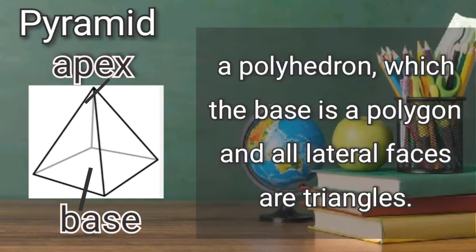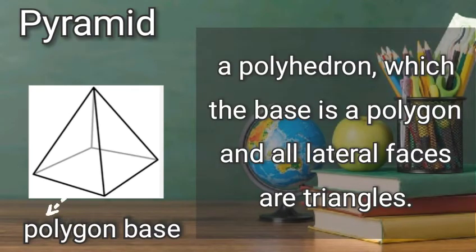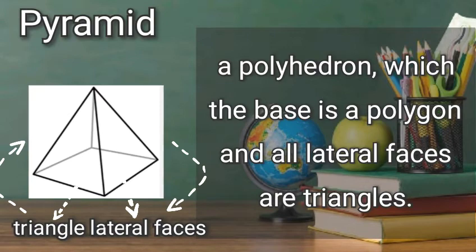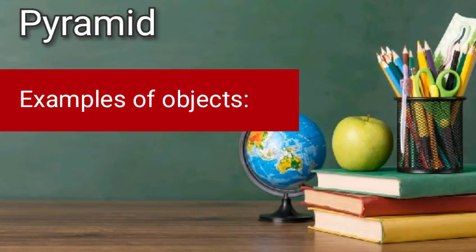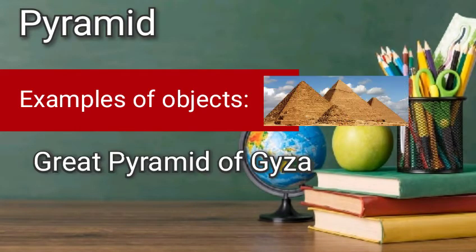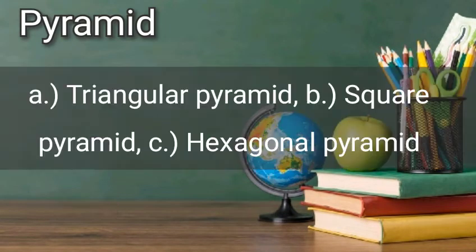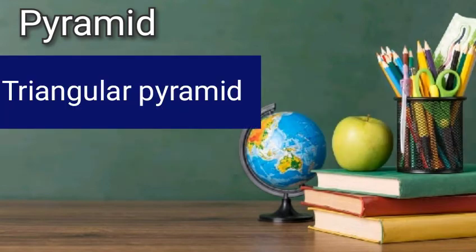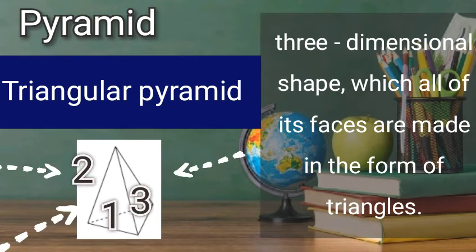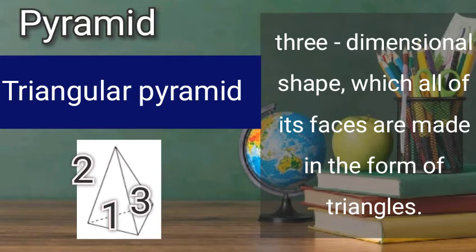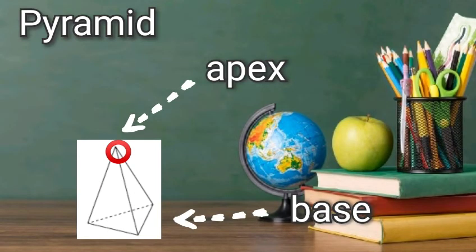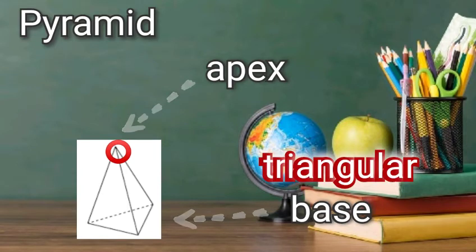A pyramid is a polyhedron in which the base is a polygon and all lateral faces are triangles. Examples of objects: Great Pyramid of Giza, tower, and tent. The different kinds of pyramid are: a triangular pyramid is a three-dimensional shape in which all of its faces are made up in the form of triangles. It has an apex and a base, and its base is always a triangle.